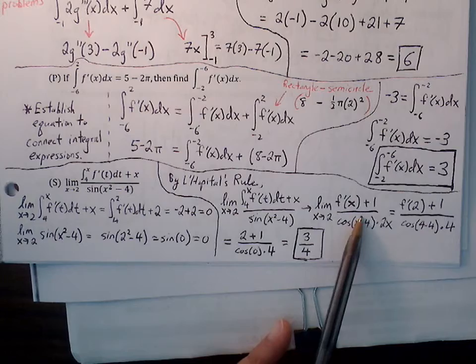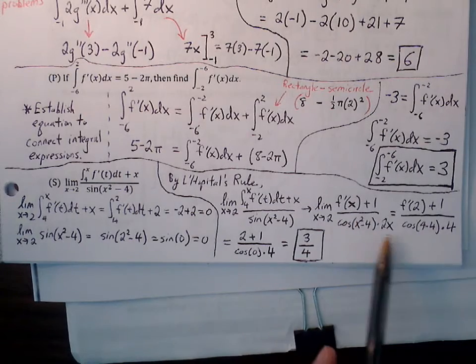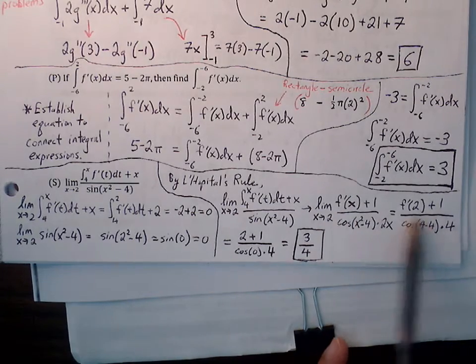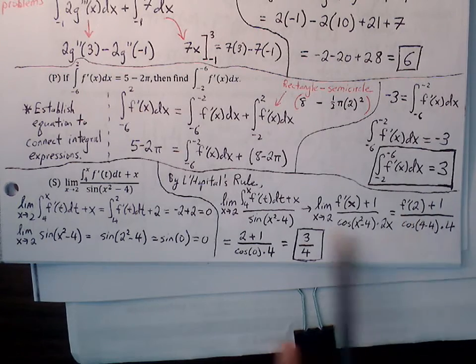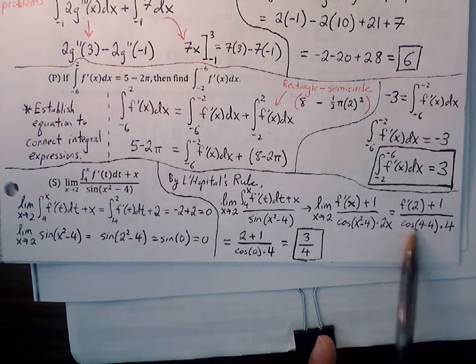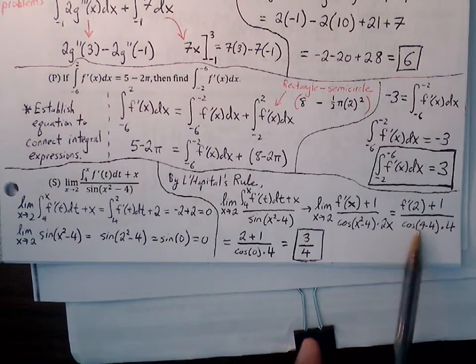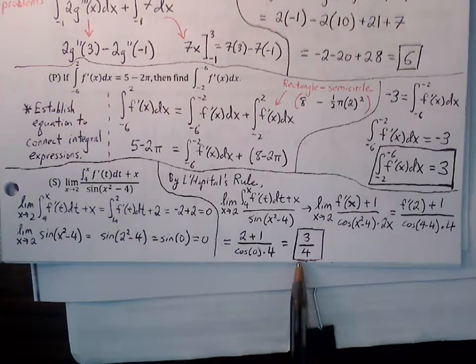We reevaluate in the hopes that this will produce a real number, and we get f prime of 2 plus 1. F prime of 2, we look at our graph. F prime of 2 is just equal to 2. So 2 plus 1 is 3. Cosine of 4 minus 4, that's 0. Sorry, cosine of 0 is 1. 1 times 4 is 4, so 3 over 4.